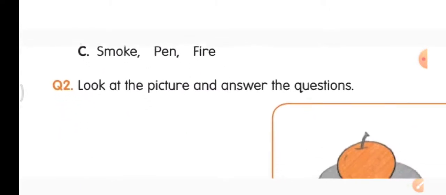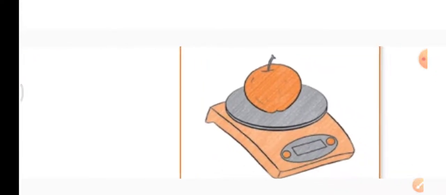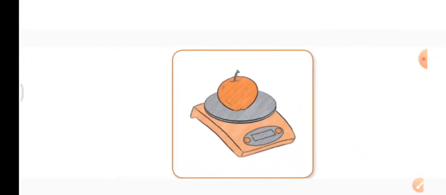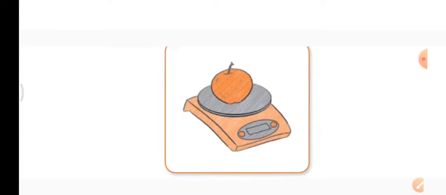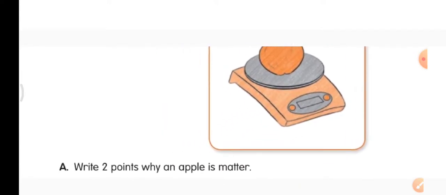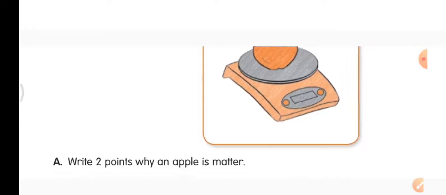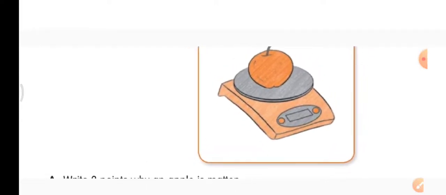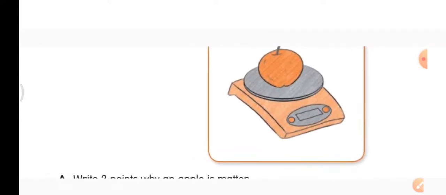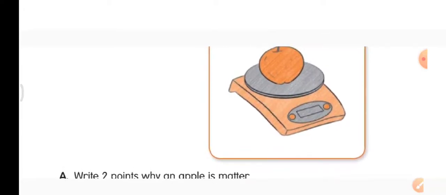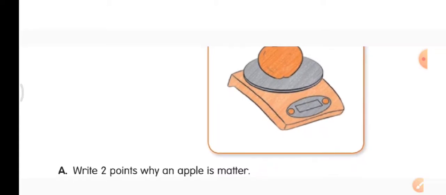Now question 2, look at the picture and answer the question. In this picture we can see that an apple is placed on a weighing machine. Write 2 points why an apple is a matter. The rule for matter is anything that occupies space and has mass is called matter. So apple is matter because it has mass and it occupies space. Second question, write 2 points why an apple is a solid. Apple is a solid because it has mass and it cannot flow.